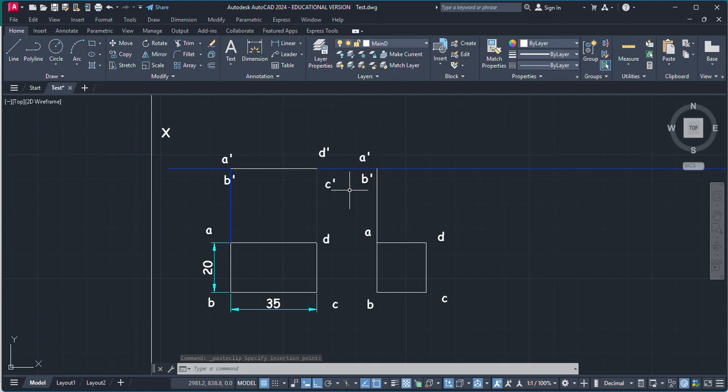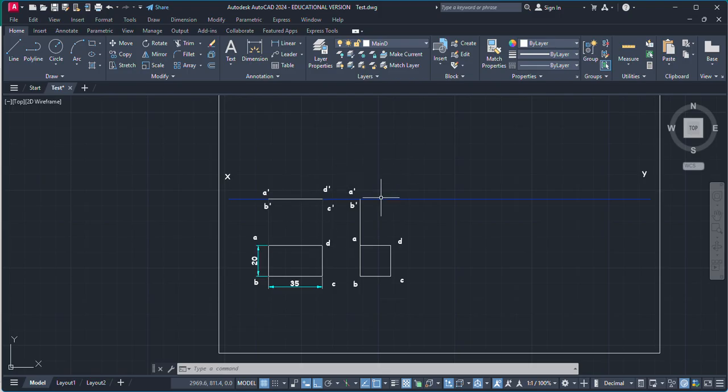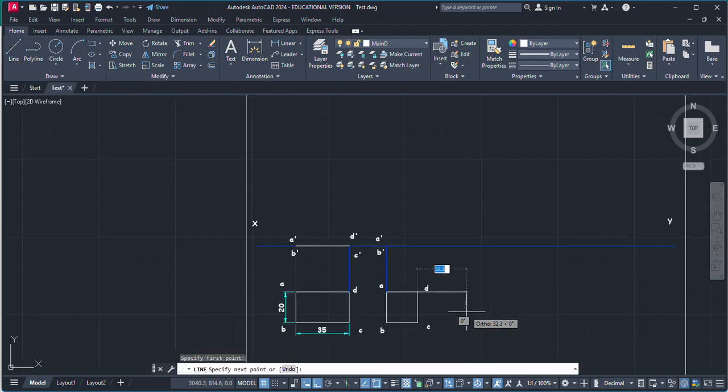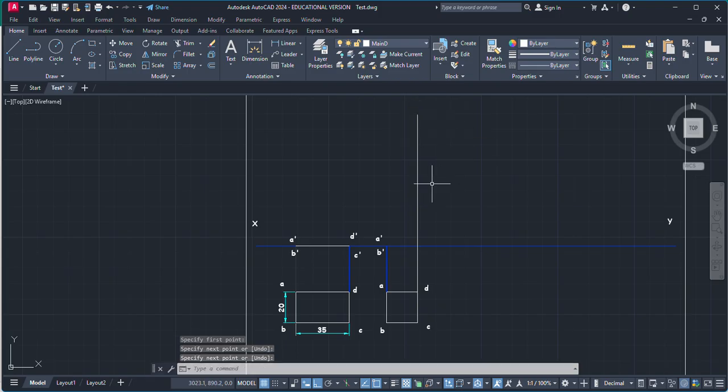Now this is the edge which gets rotated. So we need to find the angle at which this is inclined. So just need to do one thing. For this, we can do one thing. Just create a line because we know in this vertical line. Let's change it to the construction.